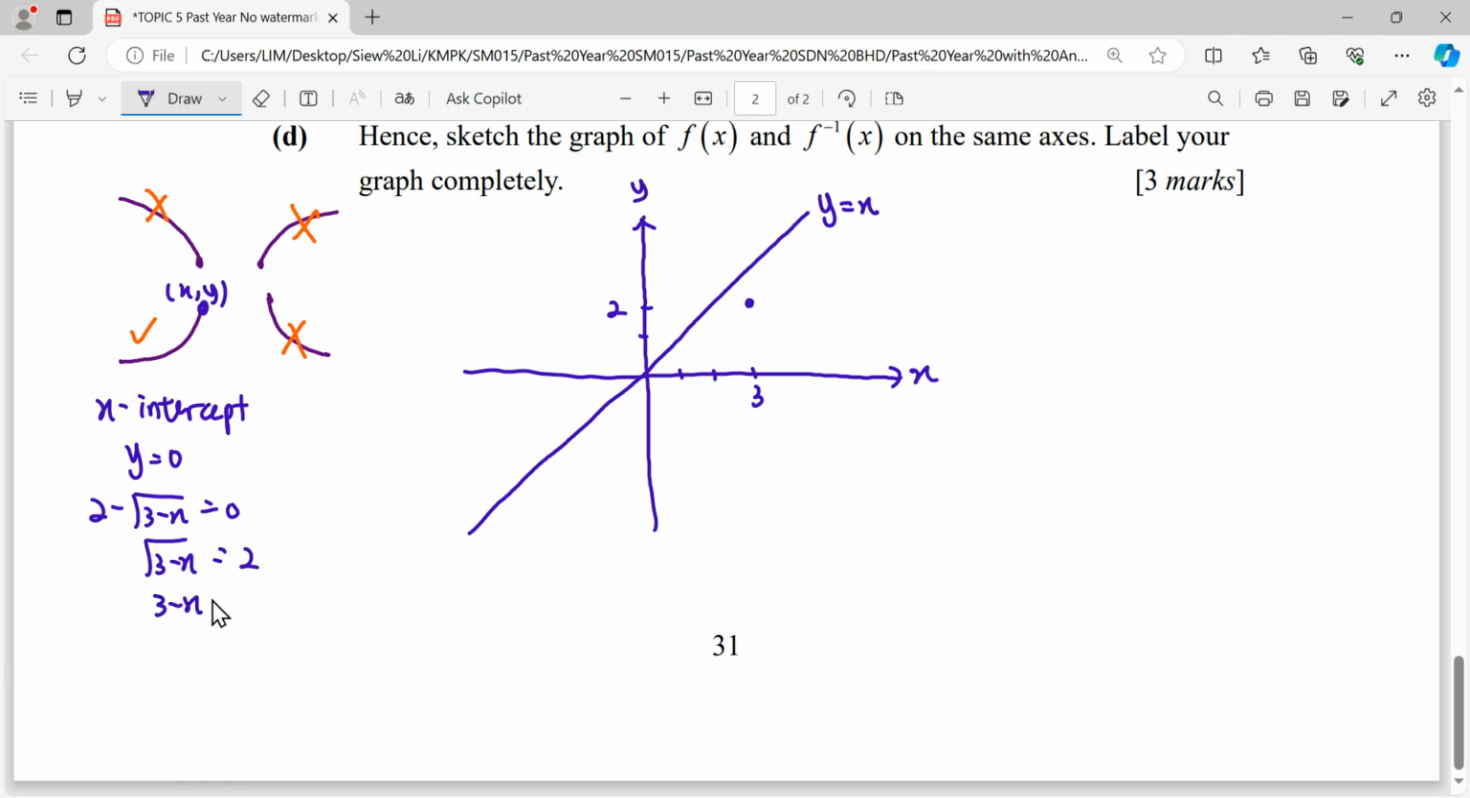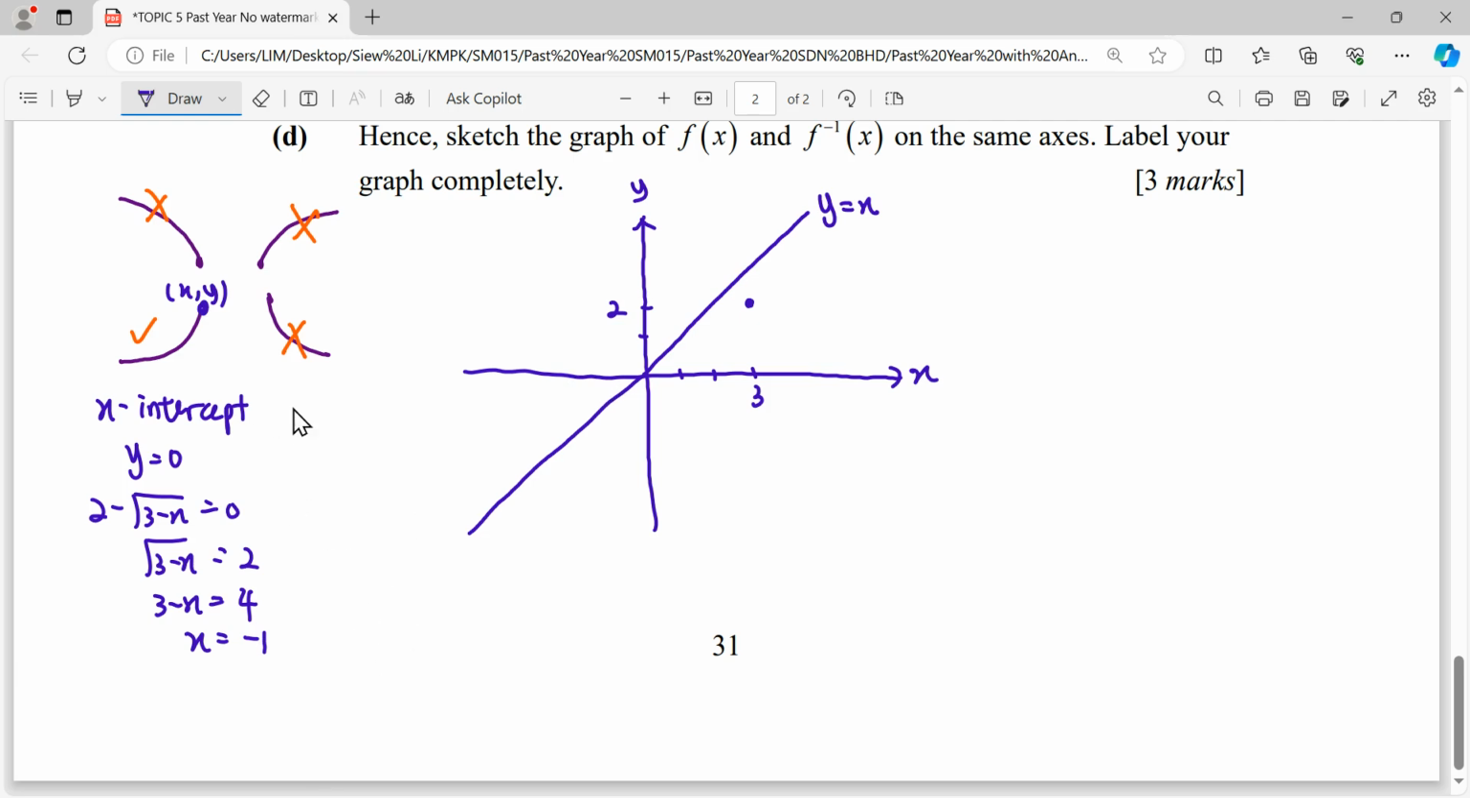So square root and square 4. x negative, negative positive, square for. x is negative 1. Alright, so the x-intercept will be here.